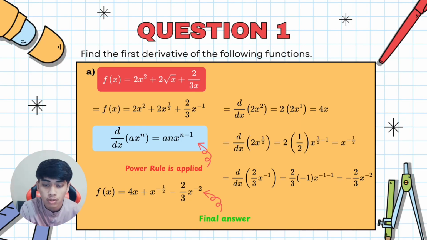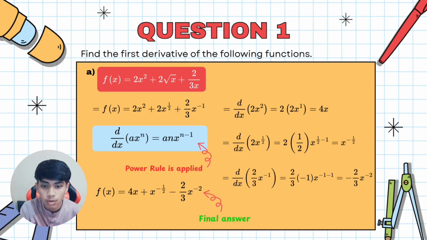We need to find the first derivative of the following function. We are given f(x) equals 2x squared plus 2x plus 2 over 3x. First, we need to rewrite the function using index notation to make the differentiation easier. So it will become f(x) equals 2x squared plus 2x to the power 1 over 2 plus 2 over 3 x to the power minus 1. Now, we differentiate term by term using the power rule. The power rule formula is d over dx of (ax to the power of n) equals a n x to the power n minus 1.